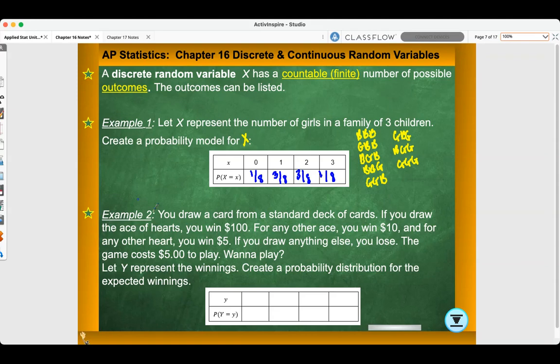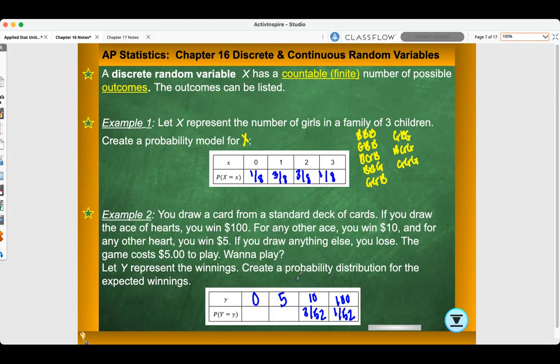So we have y here. For the expected winnings, you could win nothing, or $5, $10, or $100. And if we win $100, that's the ace of hearts. That's just 1 out of 52 because there's 52 cards in the deck. To win $10, it's any other ace, and that would be 3 out of 52 because you have the ace of clubs, spades, and diamonds.